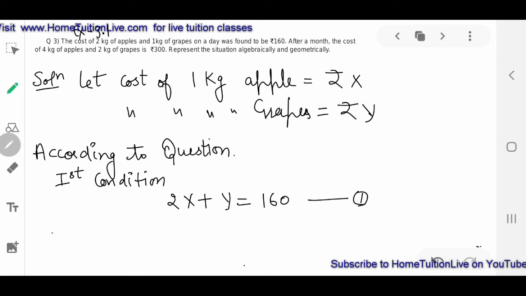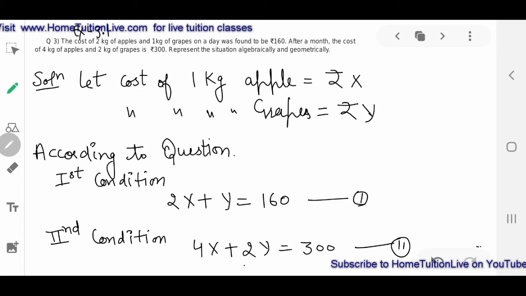Now the second condition, according to the question: after a month the cost of 4 kg of apples, that is 4x, plus 2 kg of grapes, that is 2y, equals rupees 300. So this is our equation number 2, and these two equations are the algebraic representation of the situation.